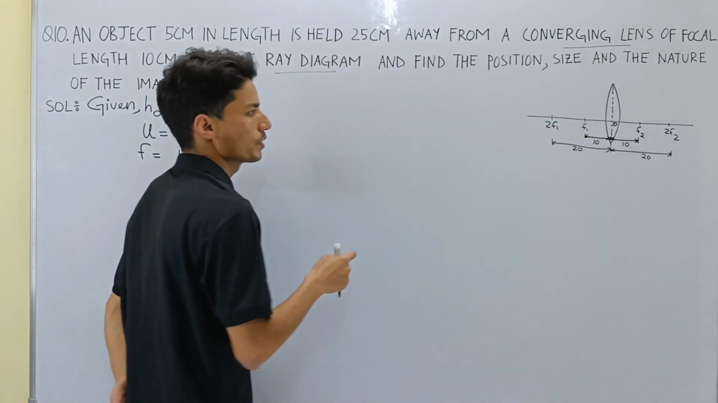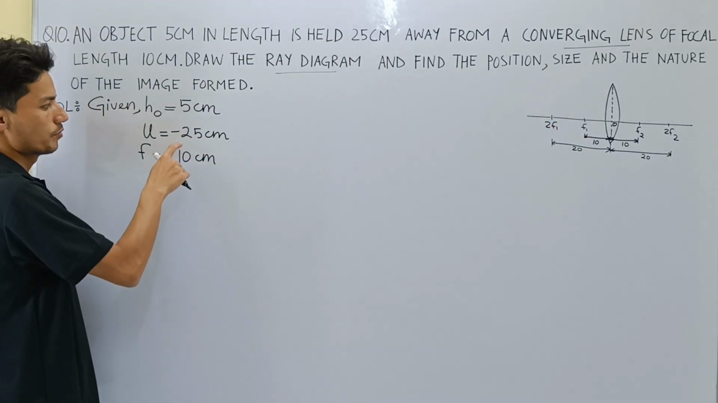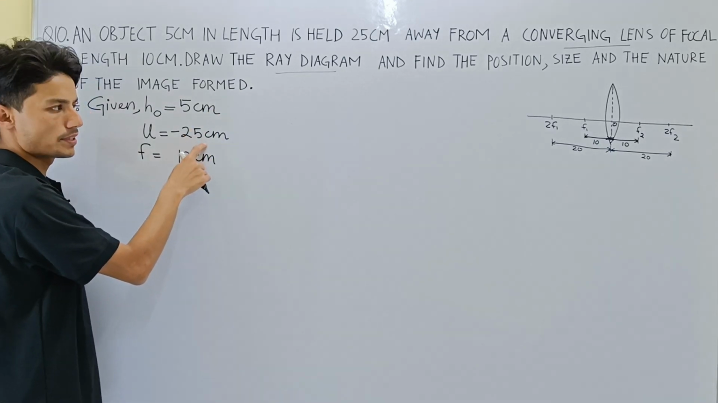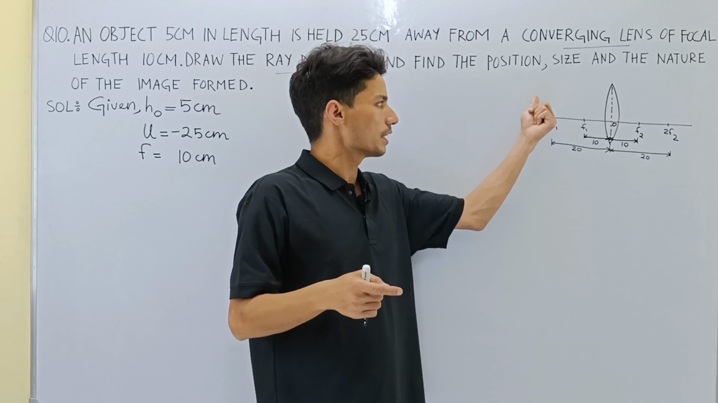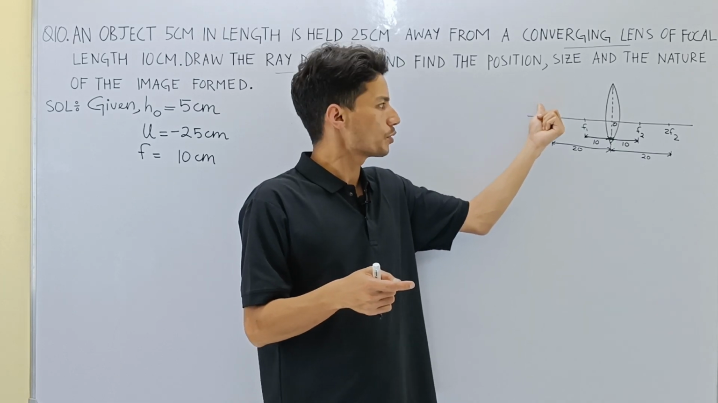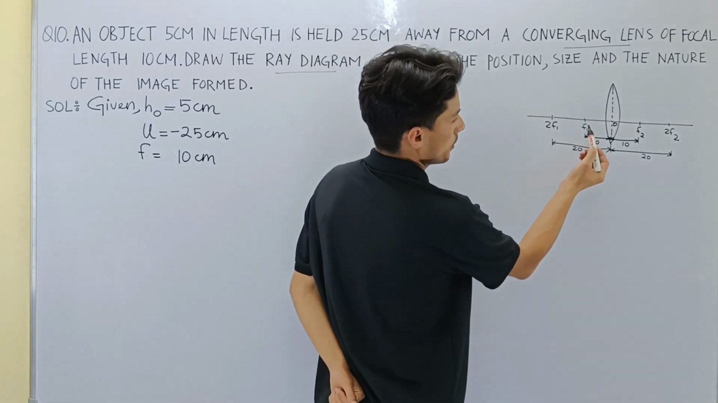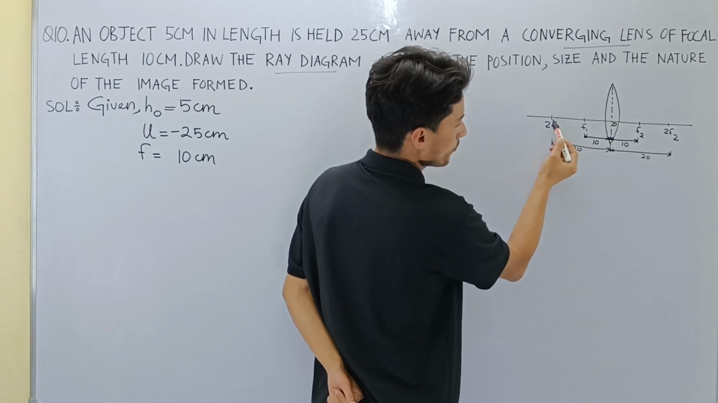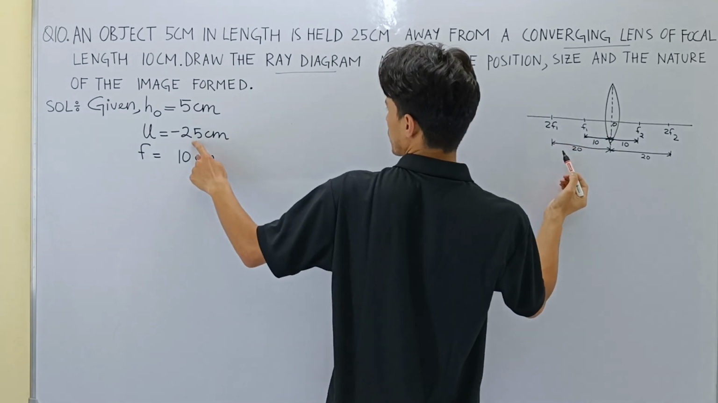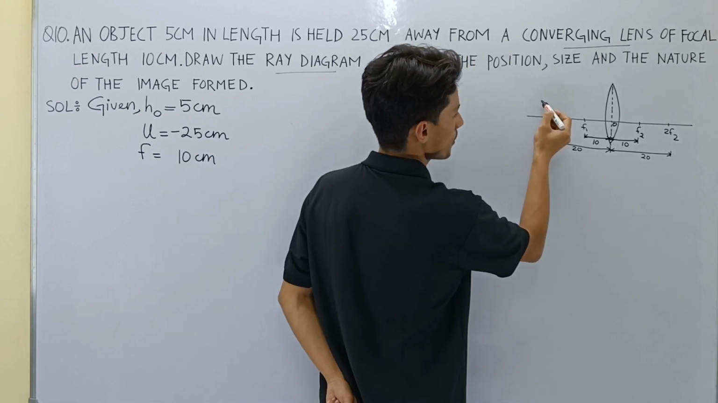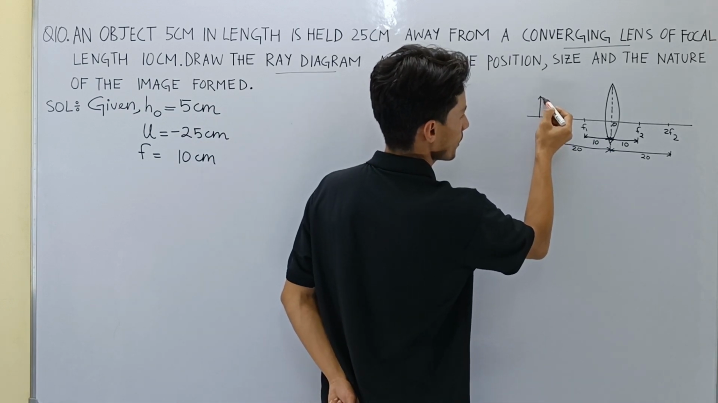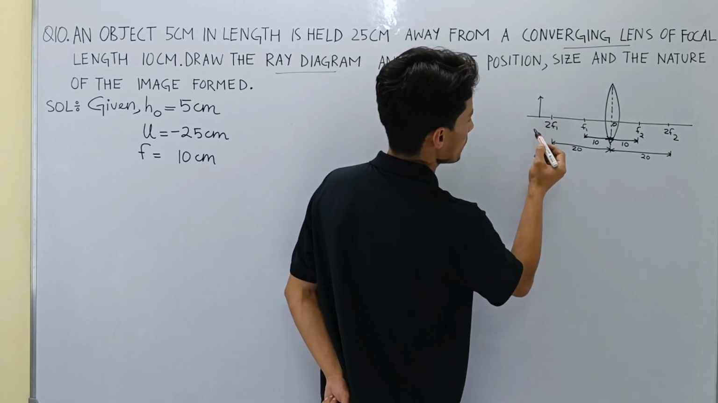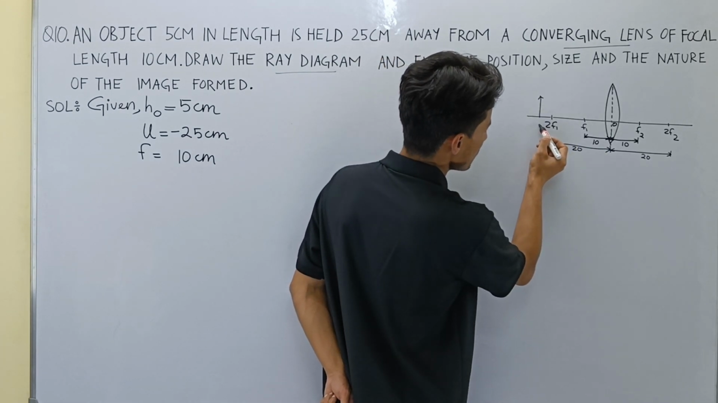Now, why are we writing these things? Because we have to know where the object is. If you read the question, the object distance has been mentioned. It is 25 centimeter. So the object is on the left side, at a distance of 25 centimeter. From the optical center till f is just 10 centimeter. From the optical center till f1 is 20 centimeter. The object is at 25 centimeter. That means the object is somewhere here. So it is beyond 2f1. This is the object distance.